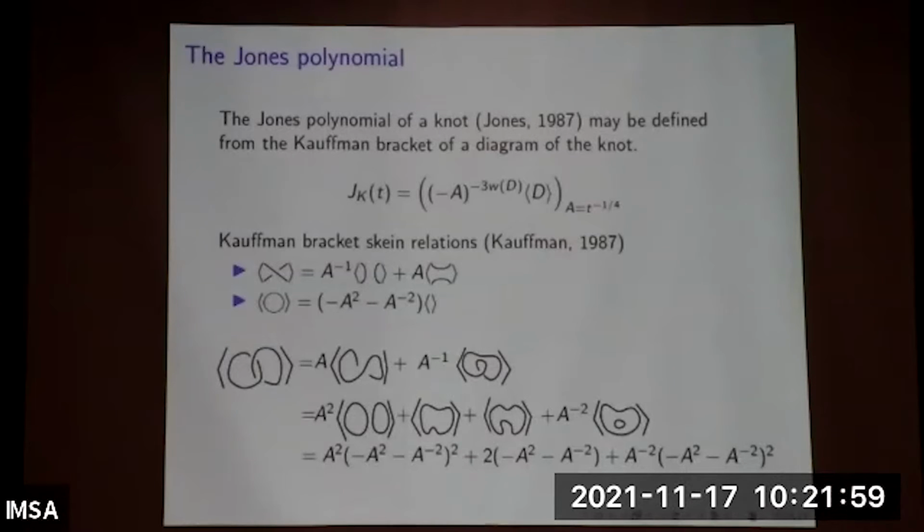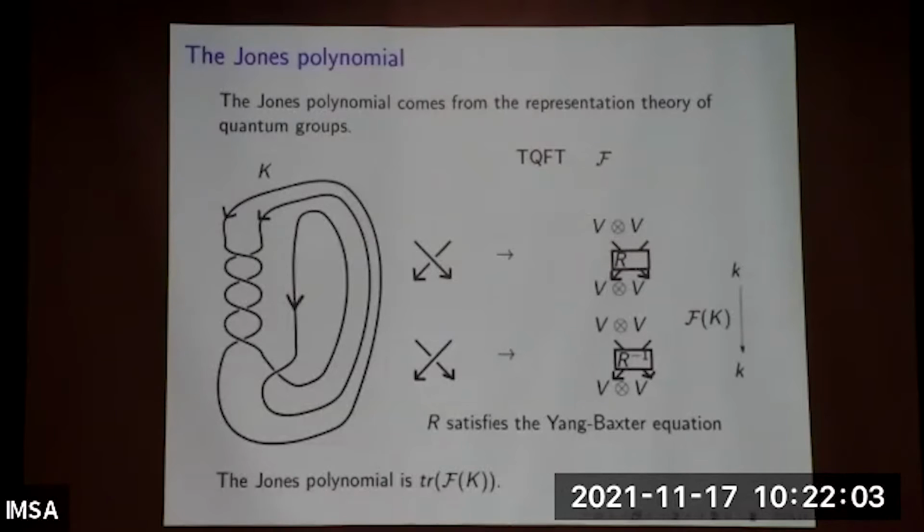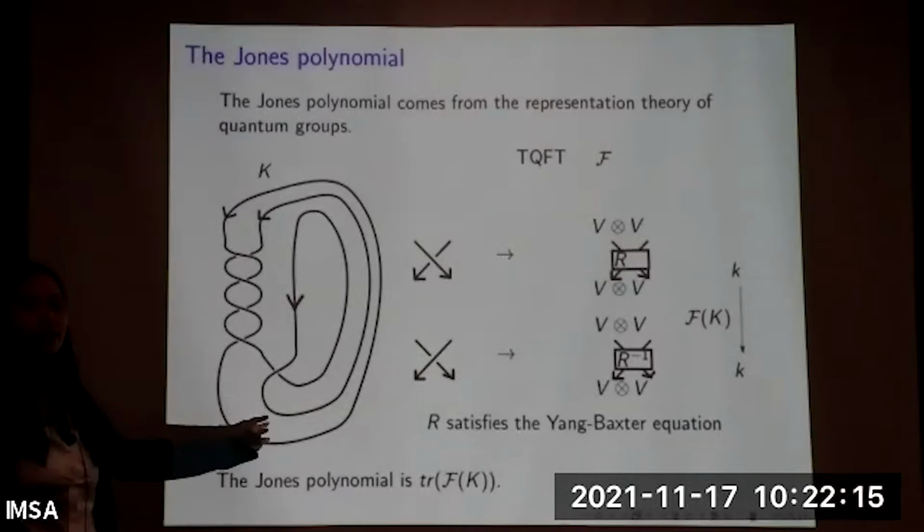All right, so that's an example of the Jones polynomial. When it was discovered, it came from the representation theory of quantum groups. I'm just going to briefly talk about this to give you some context. And here's a braid diagram.